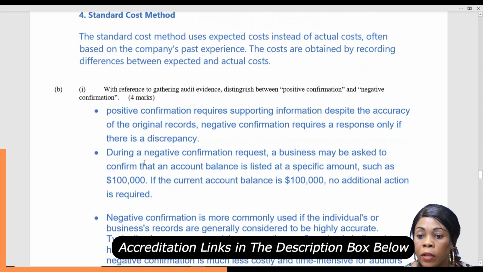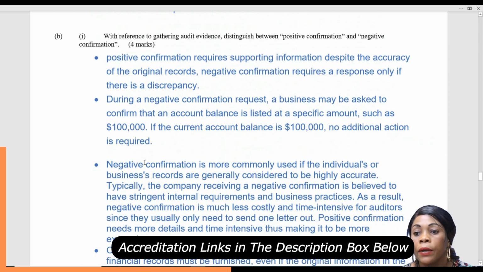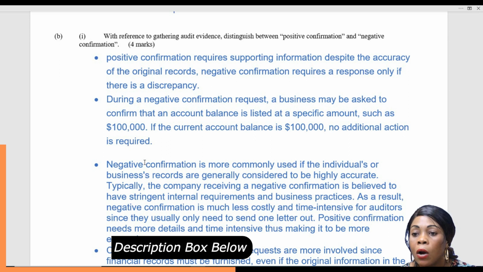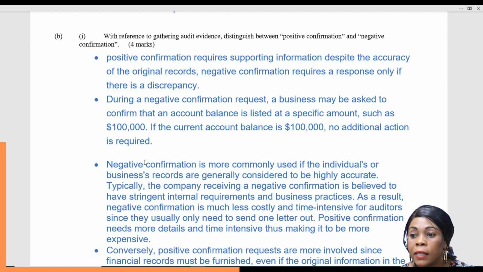Okay, let's go to question number 4, part B1, and it reads, with reference to gathering audit evidence, distinguish between positive confirmation and negative confirmation. Here you'll say positive confirmation requires supporting information despite the accuracy of the original records, while the negative confirmation requires a response only if there is a discrepancy.